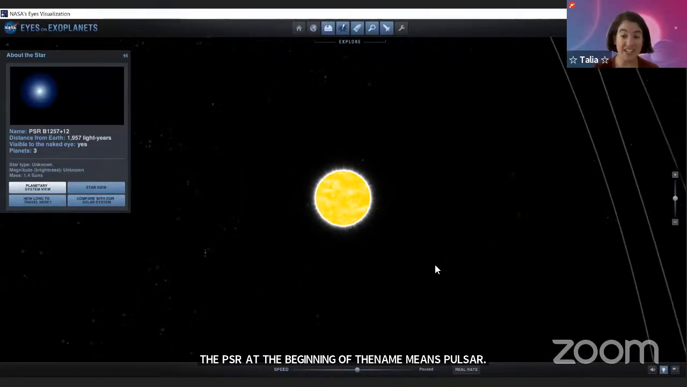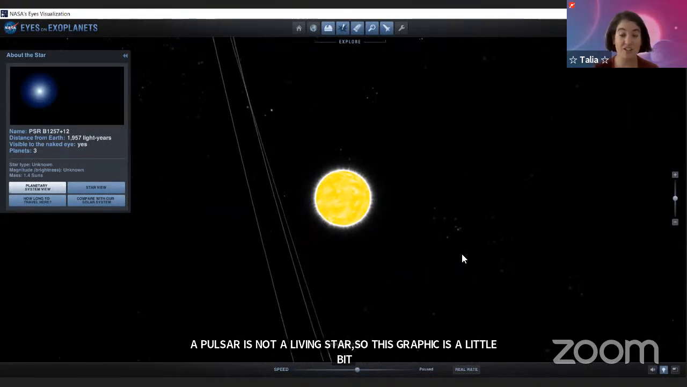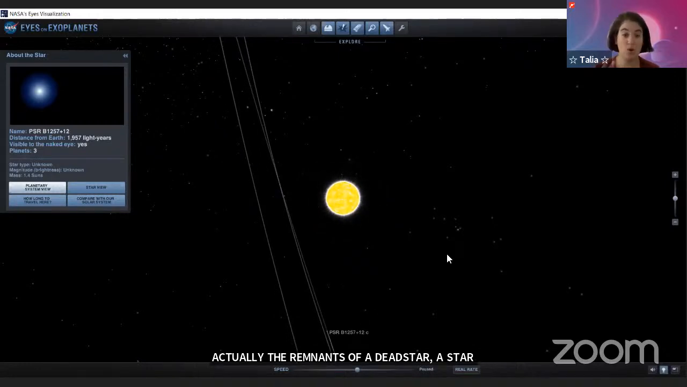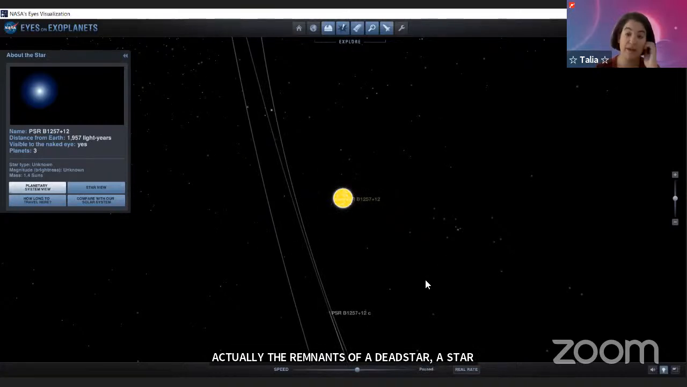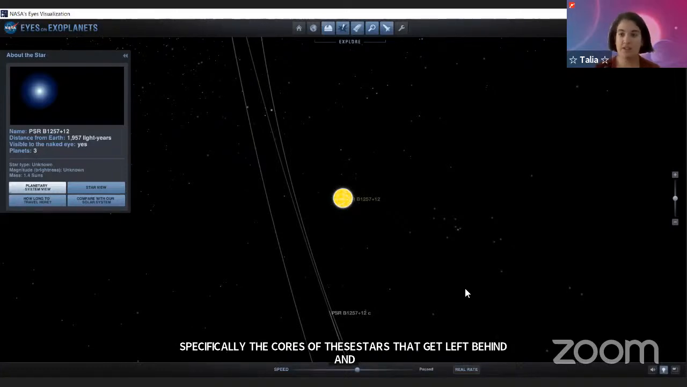A pulsar is actually the remnants of a dead star, a star that ran out of fuel and went supernova. And pulsars are specifically the cores of these stars that get left behind, and they're spinning very rapidly. So there's pulsars all over the sky. And certain astronomers like to map these pulsars.